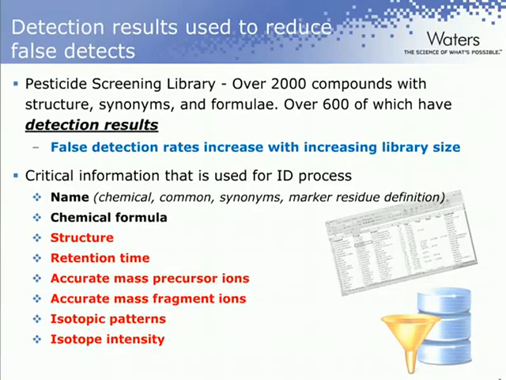So we try to utilize information in the library where we have structure, retention time, accurate mass precursor ions, accurate mass fragment ions, isotope patterns, and isotope intensities to reduce those false detects. And today we're going to incorporate collision cross-section into that equation and into the library.